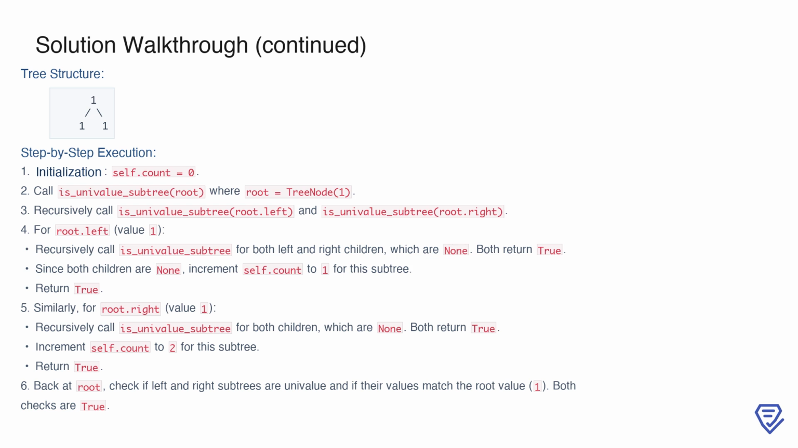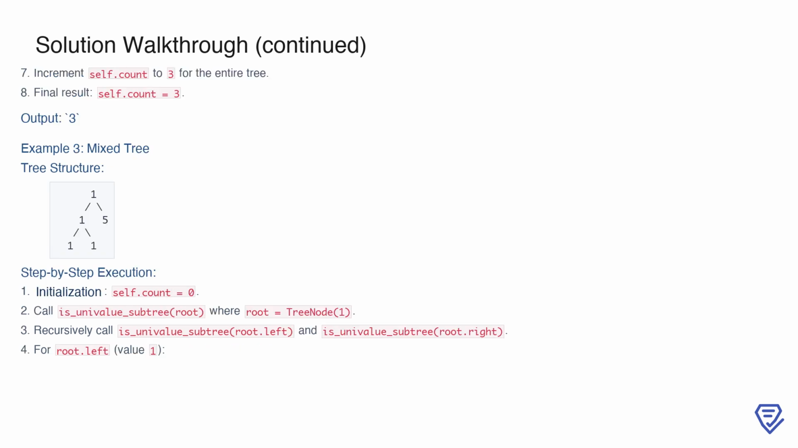Finally, at the root level, we confirm that both the left and right subtrees are univalue and that their values match the root's value of 1. This means the entire tree is univalue, and we increment the count to 3. With the entire tree confirmed as a univalue subtree, the final count is 3. This means there are 3 univalue subtrees in total, the left subtree, the right subtree, and the entire tree itself. The output for this example is therefore 3.